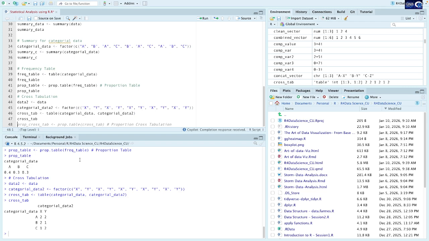So here there's a category 1 and 2. So it will show you the cross tabulation value of category 1 and category 2.